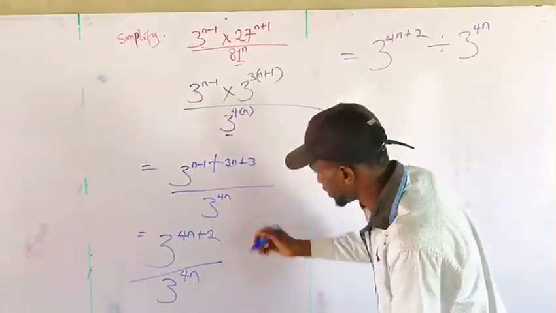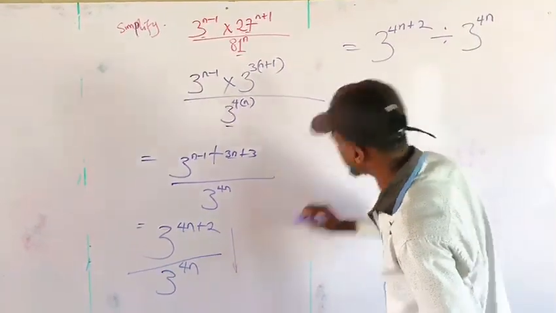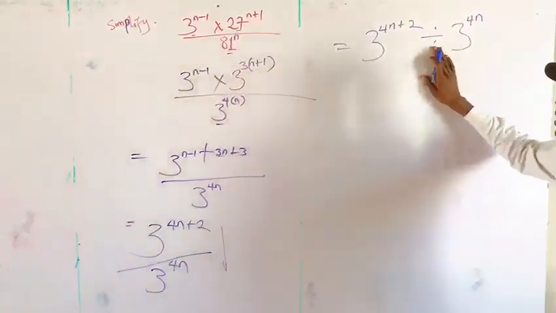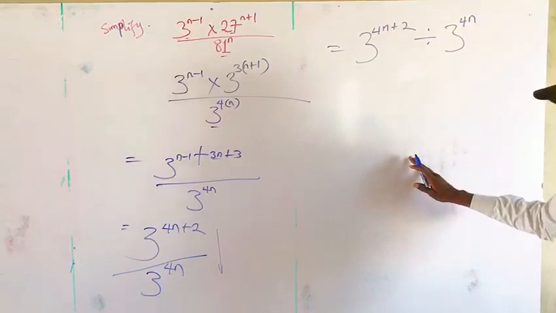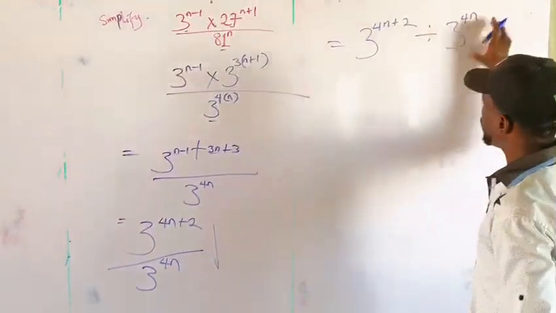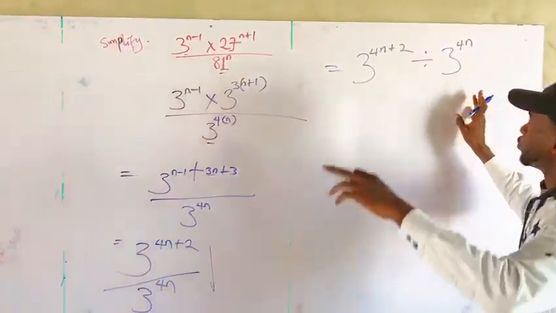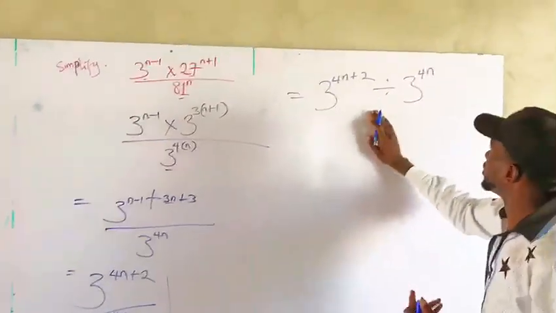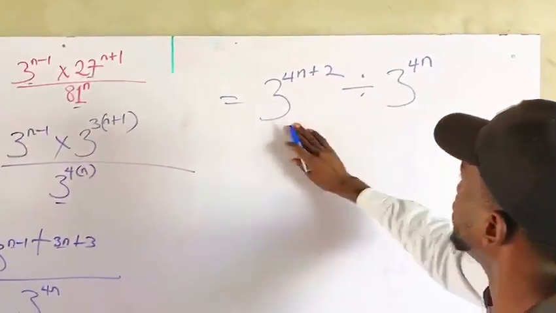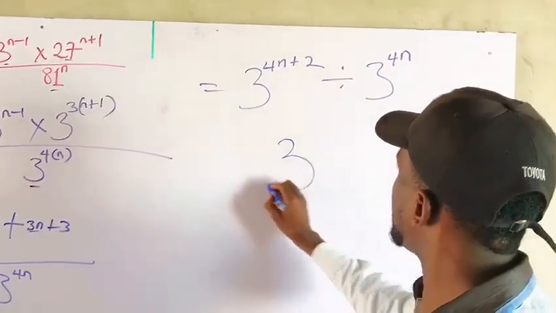I converted the question from this form to this form so that I'll be able to apply the second law of indices. I've not changed anything. This is still equal to this one here. I only expressed it like this so that you quickly think of the second law of indices, which says that if I have two indices dividing themselves and they are of the same base, I should pick one of the bases and subtract their powers.